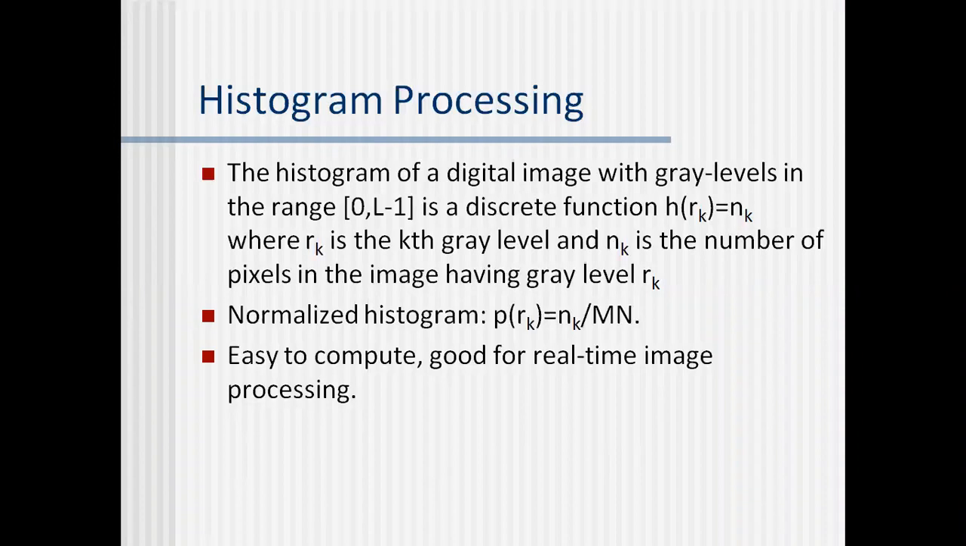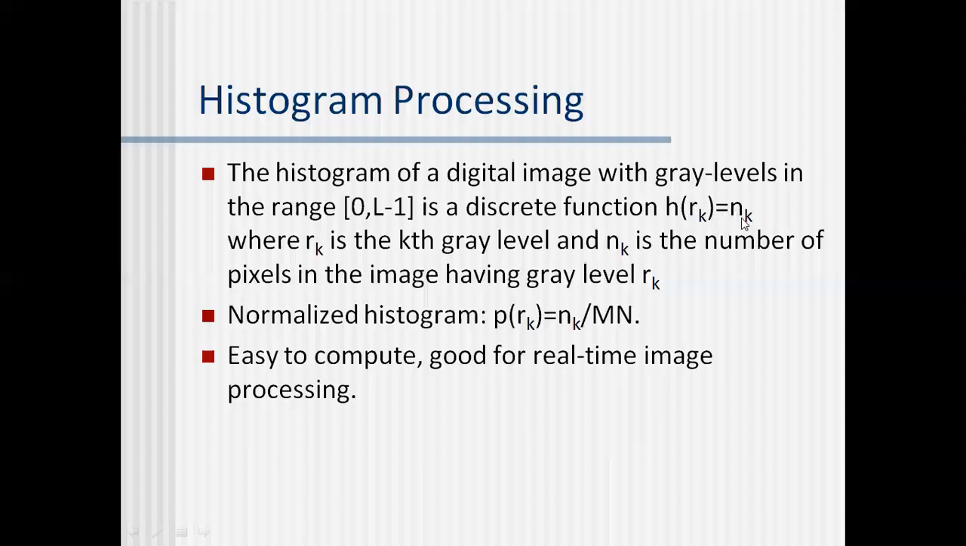the histogram of a digital image with gray levels in the range 0 to L minus 1 is always a discrete function. The discrete function is h of rk equal to nk. Here small h indicates the histogram, a function of rk, or suffix k, where r is the input pixel having the gray level k. That means with the kth gray level, rk is the input pixel.